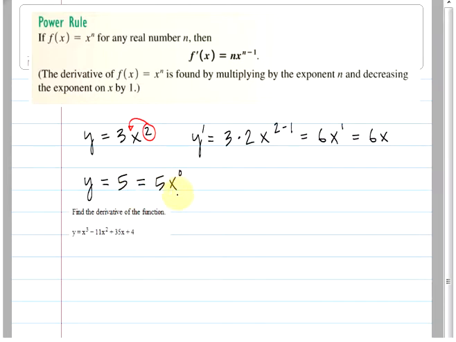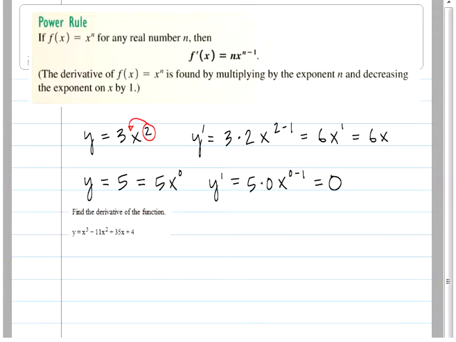I've just changed the way it looks so that we can see what happens when we apply the power rule to find the derivative. So let's do this. Let's find the derivative of y. We keep the 5, we bring the exponent of 0 down in front as a multiplier, and then we decrease that exponent by 1. And look what happens. We get 5 times 0, which is 0, and 0 times anything is 0. So the derivative of a constant is just 0.